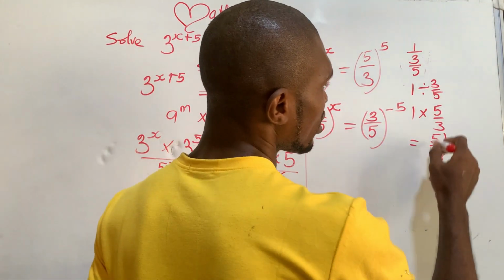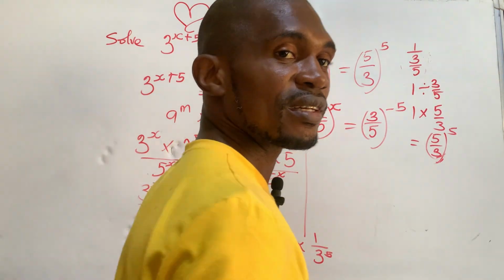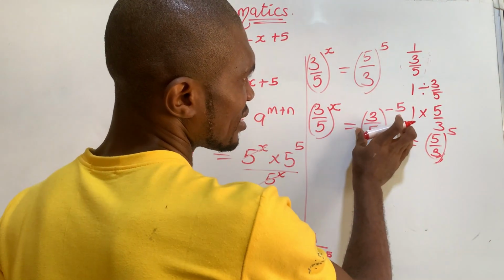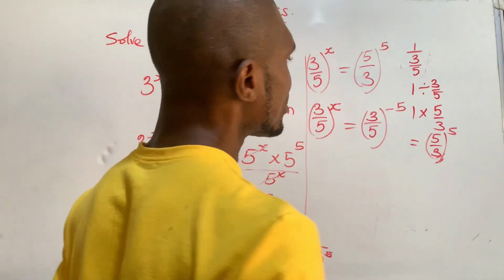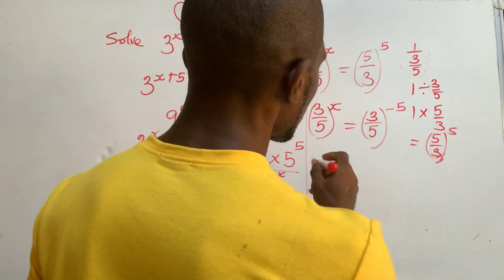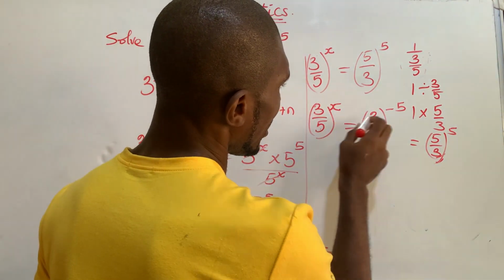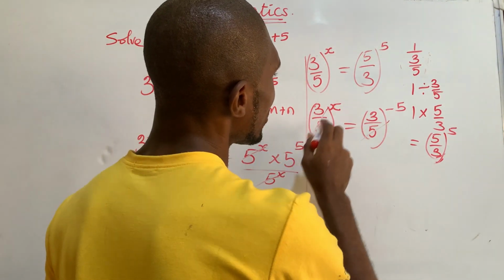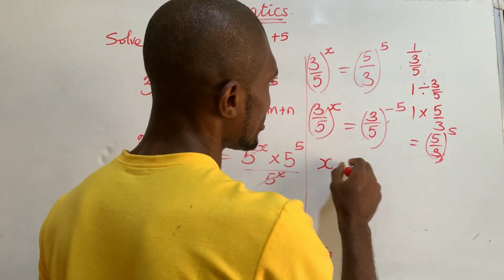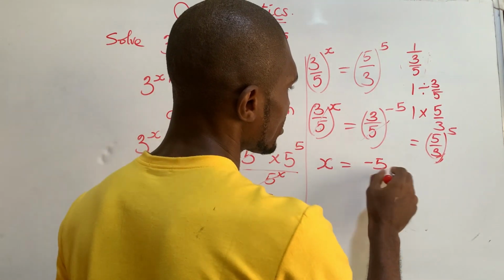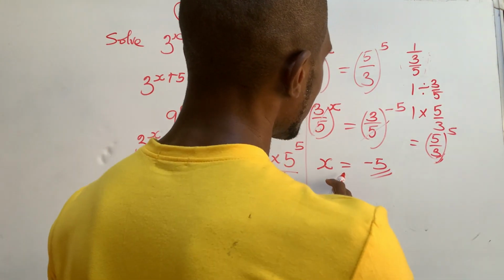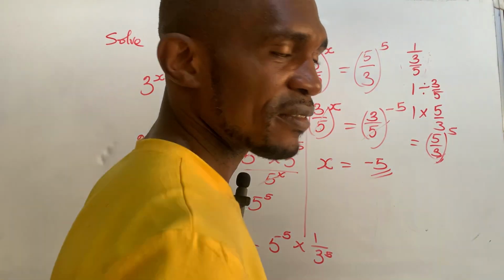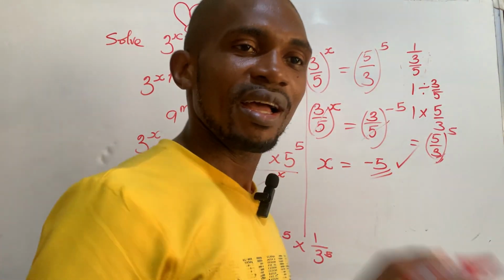So if you want to include the power, you can now say to the power 5. Right? Good. So that means we are now agreed that this is the same thing as this. So this and this are the same. What we simply need to do is to equate the powers. We have x is equal to minus 5. This is the answer. So the value of x here is minus 5. So this is our answer. Bye.